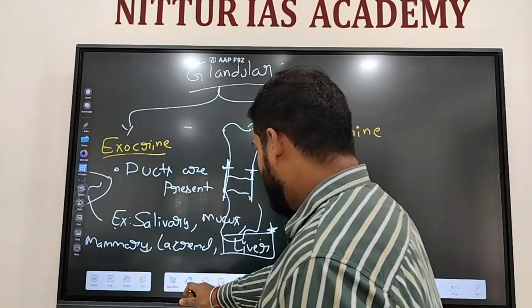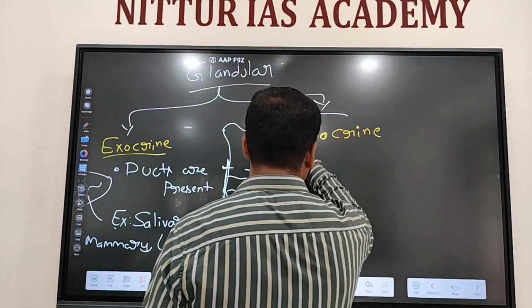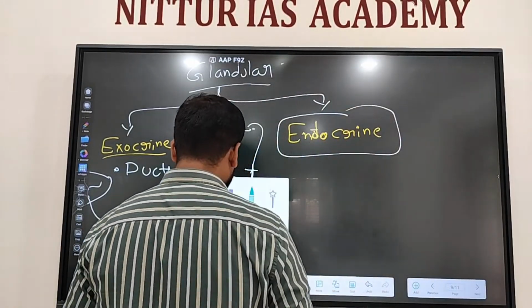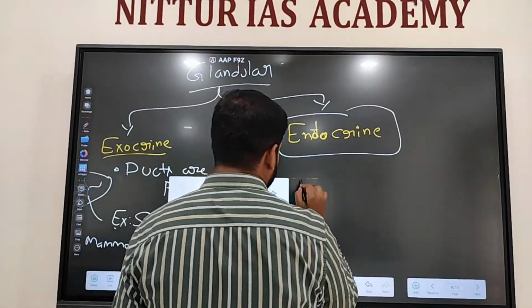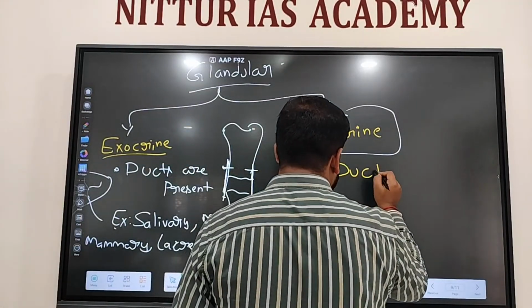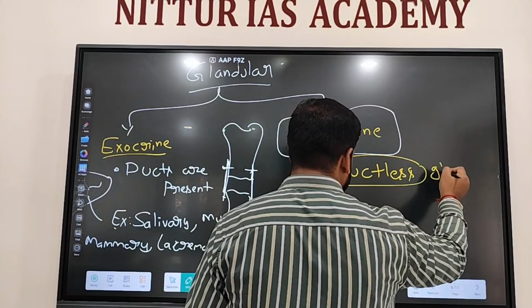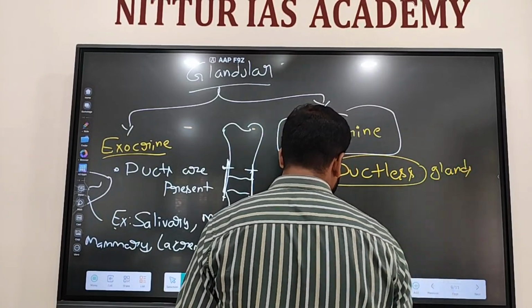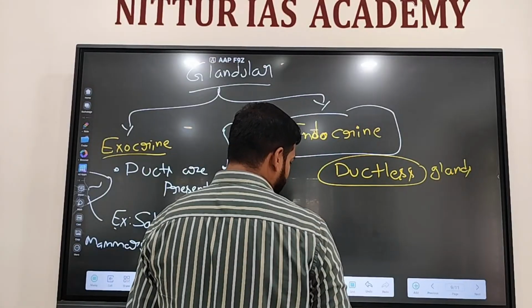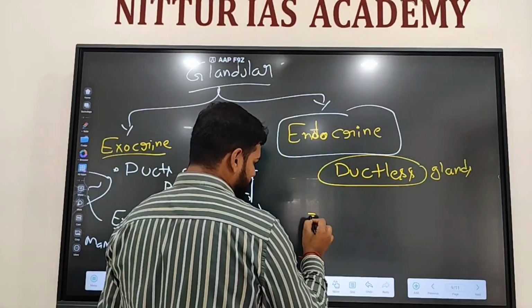Then we have endocrine glands, ductless glands, meaning they don't have ducts.